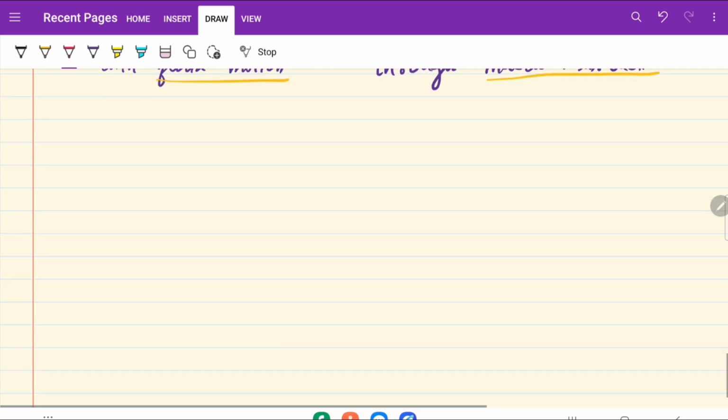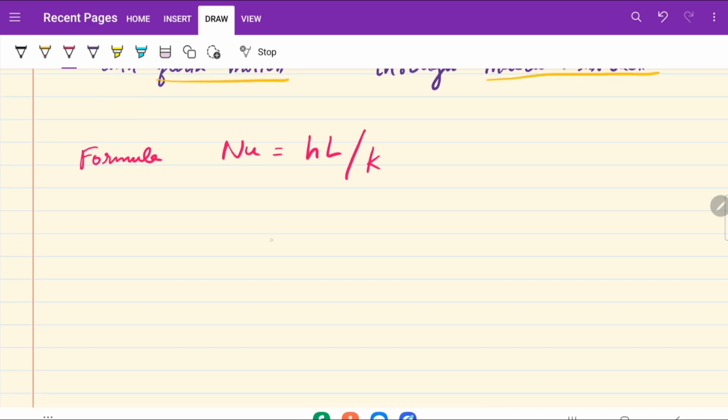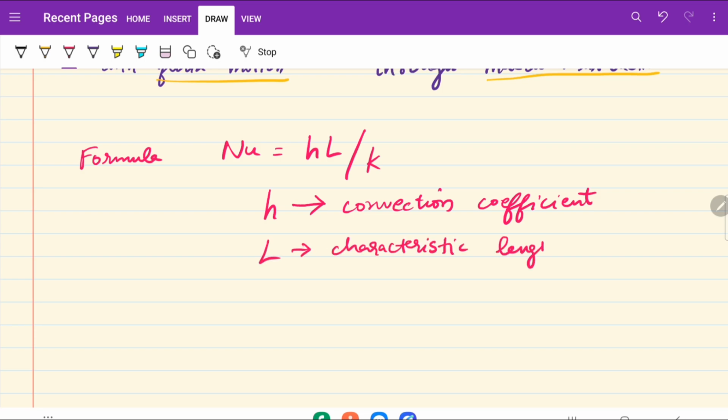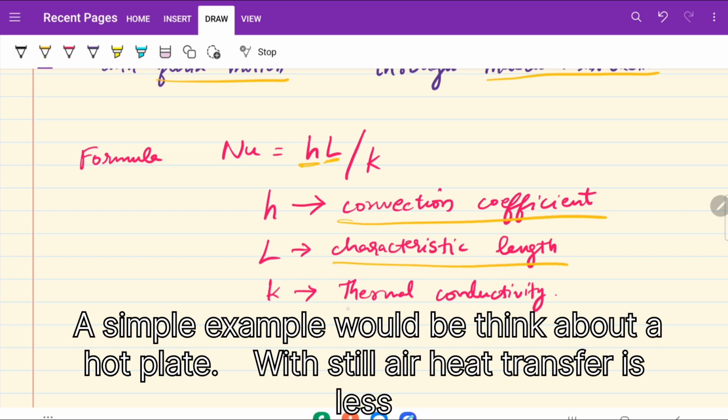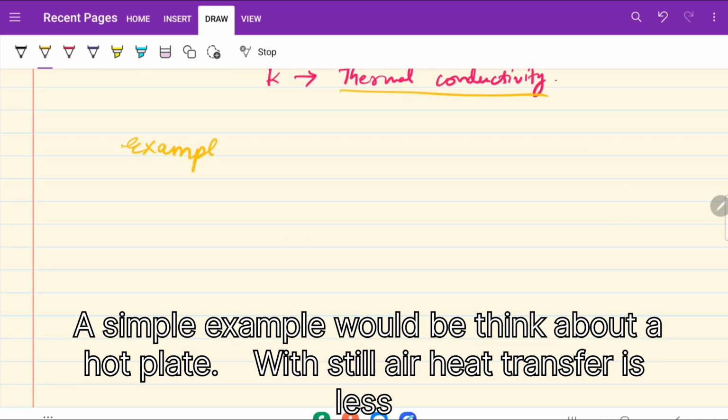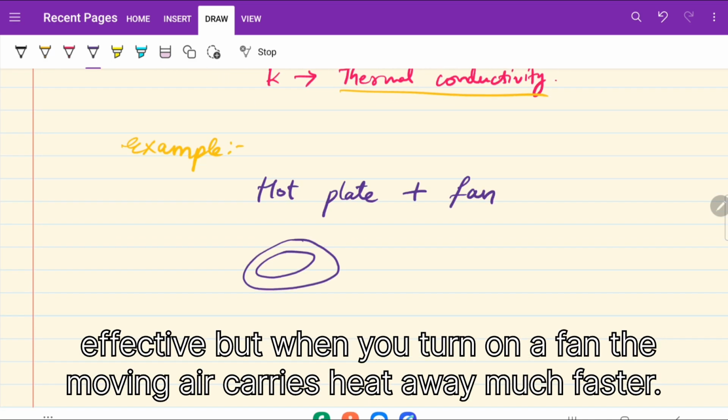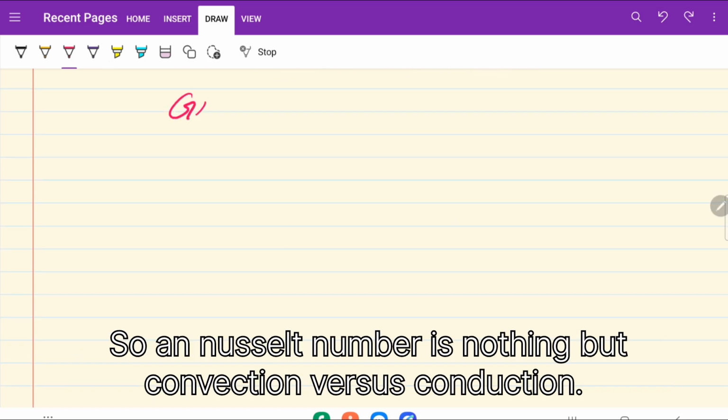Coming on to the formula, it is HL divided by K, where H is the convective heat transfer coefficient and L, as you know, is characteristic length, K is the thermal conductivity. A simple example would be: think about a hot plate. With still air, heat transfer is less effective, but when you turn on a fan, the moving air carries heat away much faster. So Nusselt number is nothing but convection versus conduction.